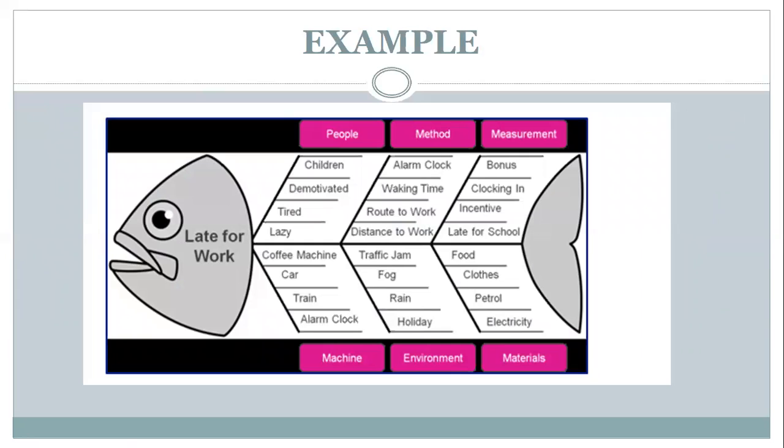We have taken here an example. Suppose the example is being late for work. The reasons can be various: people associated with it, the different methods associated with it, measurement categories, materials, environment, and machine. We have to identify each of these and try to remove those causes so that the main reason for being late could be avoided and we can reach on time for our work.